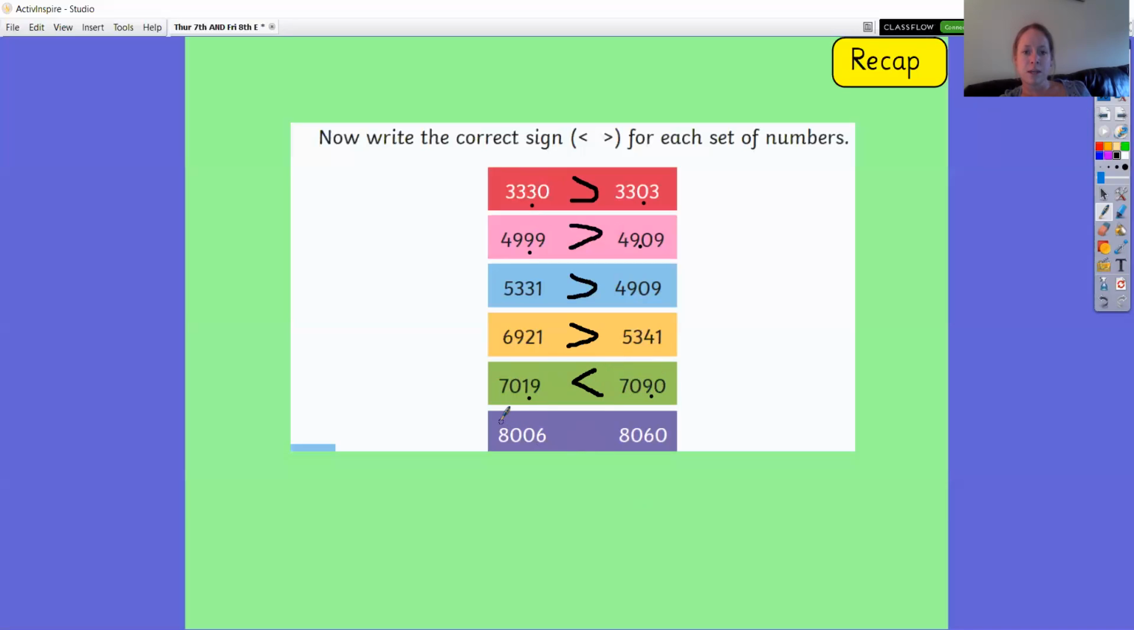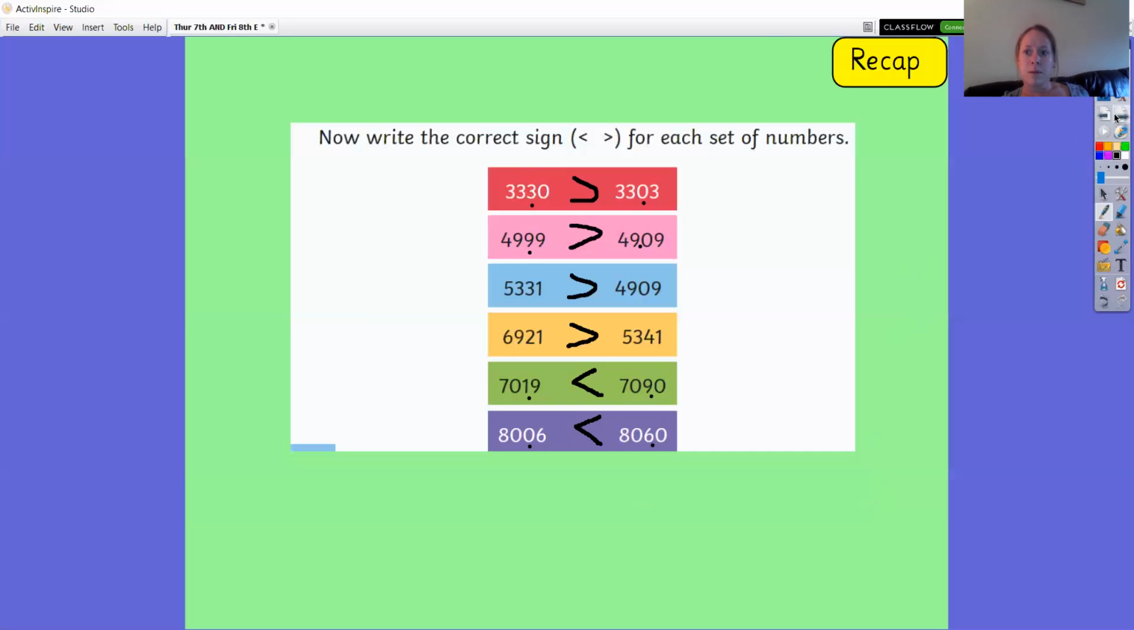And then the bottom one, same again, starting with thousands, 8,000, 8,000, 0 hundreds, 0 hundreds. And we've got no tens there, and we've got 6 tens there, which is going to make this number here the bigger number, like that. Okay, so hopefully you got those right, and if you didn't, hopefully you can see where you went wrong when we went through the answers together.